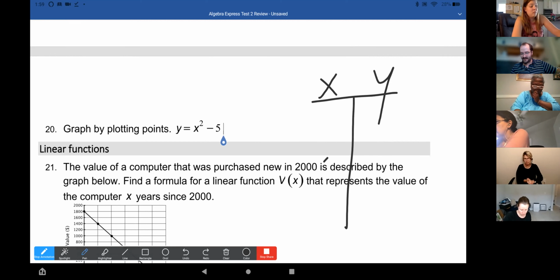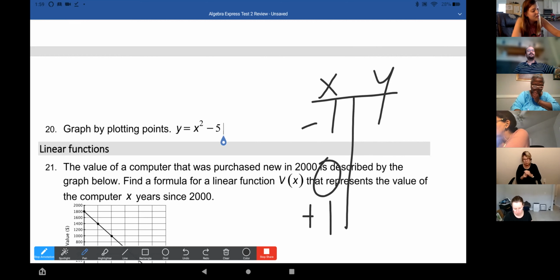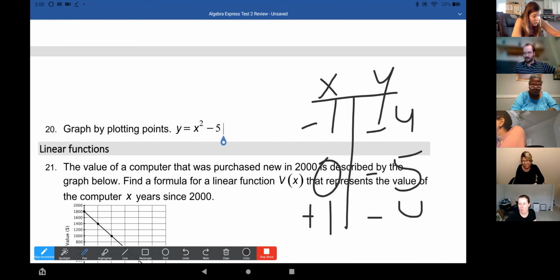So I'm probably going to plug in 0. I'm probably going to plug in -1. I'm probably going to plug in a +1 and just try to graph it as best as possible. So I think 0 gives you a -5. 1 is going to give you -4. Yeah, they are all across the points.